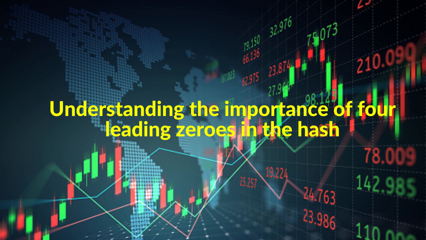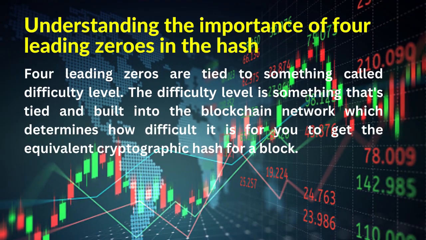Now let's talk about how important it is to have 4 leading zeros. These 4 leading zeros are tied to something called the difficulty level. The difficulty level is built into the blockchain network and determines how difficult it is to get a valid cryptographic hash for a block. In this case, the difficulty level requires us to have a hash that is smaller than the target. We will need a target that has at least 4 leading zeros.